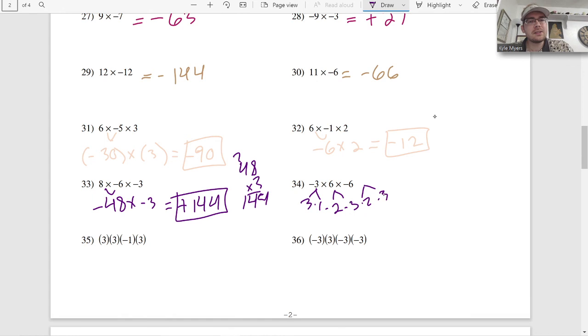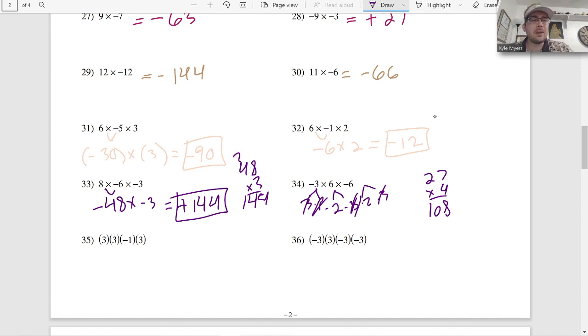3 times 3 times 3. Well, 3 times 3 is 9. 9 times 3 is 27. So it's just 27. So 3, 3, 3. Get rid of that 1 as well. And 2 and 2. 2 and 2 is 4. If I multiply something by 4, I just double it twice. If I double 27, I get 54. And then if I double it again, I get 108. So that's one way to do it as well.